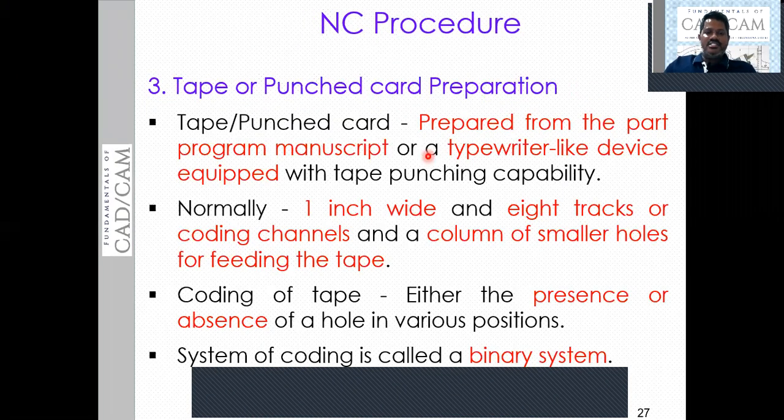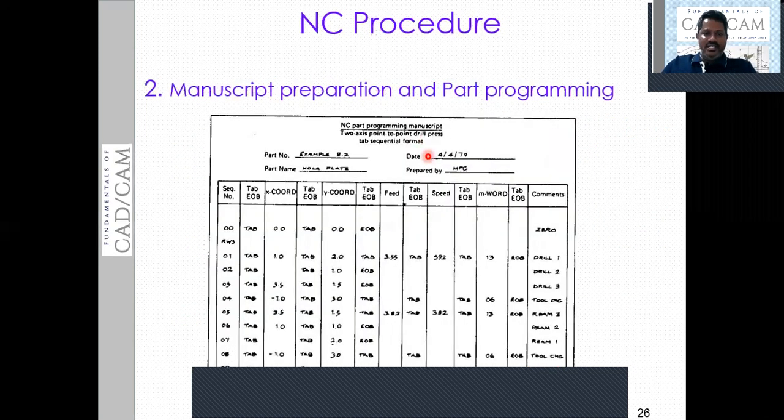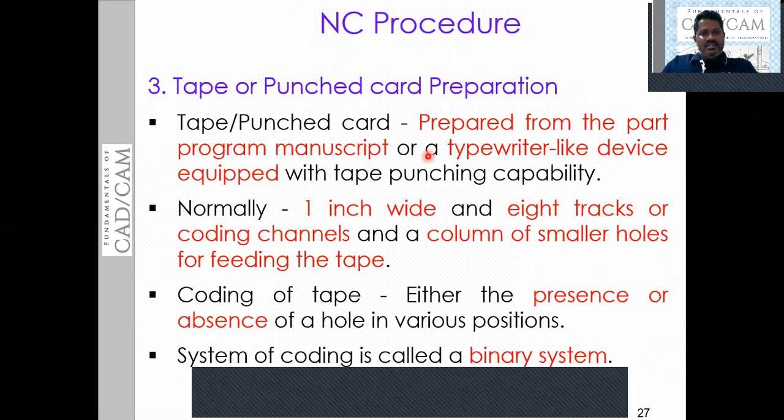The next step in the NC procedure is tape or punched card preparation. Tape or punched card is prepared, as I said just now. You have written a program from the process planning. After that, that program needs to be coded on a tape or punched card. In this step, the program is punched or documented on a tape or punched card.